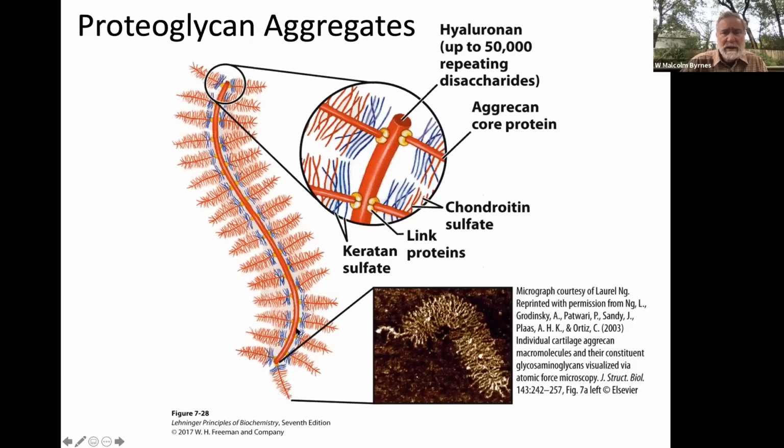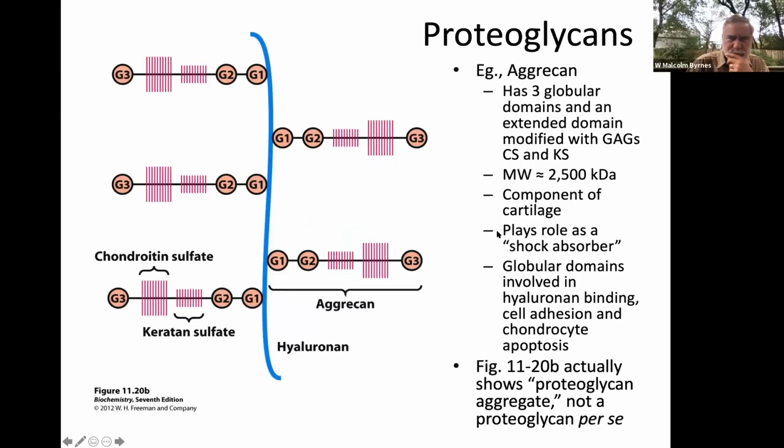We see the hyaluronan component, which is a glycosaminoglycan with these aggrecan groups that look like bottle brushes projecting off. And this is an electron micrograph of the whole thing, the aggregate, right? And it plays a role, again, in cushioning and as a shock absorber in the cartilage.